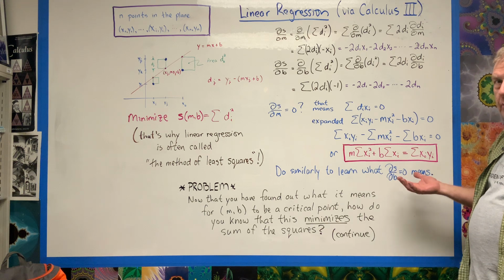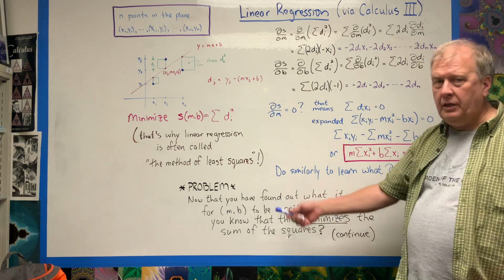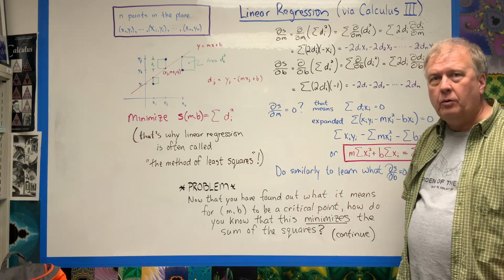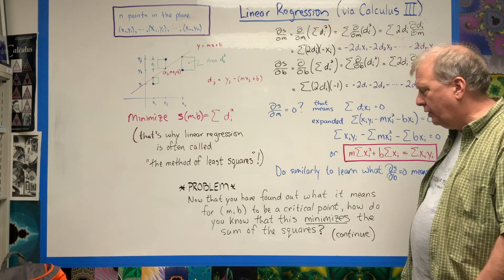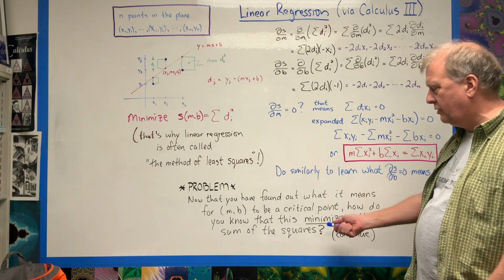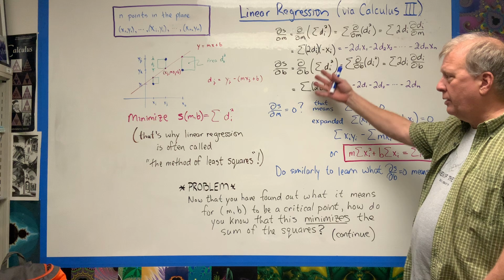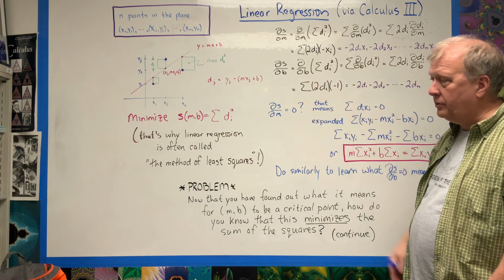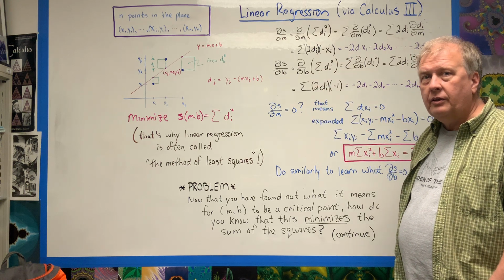So what is your problem now? Your problem now is that you found out what it means for m and b to be a critical point, but you don't necessarily know that this critical point is what causes the minimization of the sum of the squares. So you identify critical points, and now you have to proceed to the second derivative test. I'll let you give that a shot.